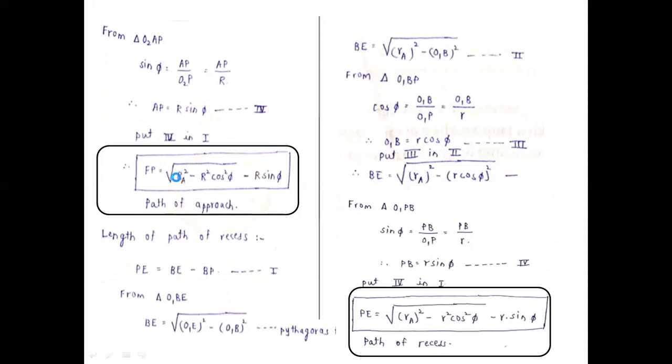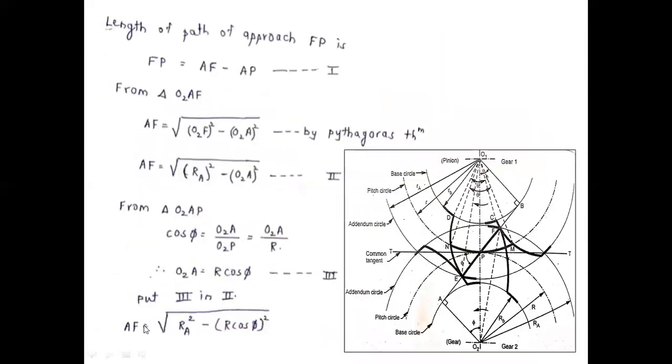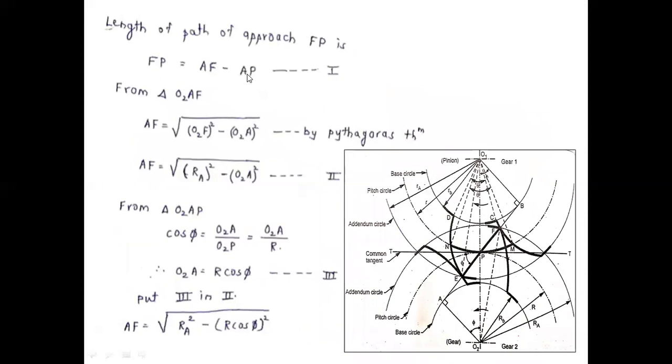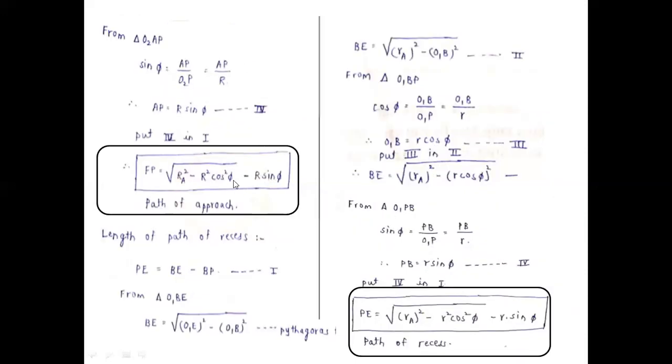FP, the path of approach, is equal to AF minus AP. This is AF, and this is AP. So the formula becomes under root RA square minus capital R square cos square phi, all under the square root, and after that minus capital R sin phi. So that is the path of approach.